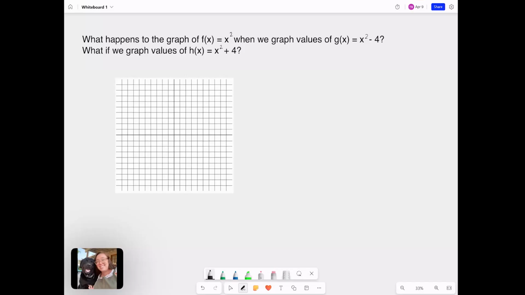Okay, so we are interested in discovering what happens to the graph of f of x equals x squared when we look at the graph of x squared minus 4 and then a little bit after x squared plus 4. To do that, we need to start with just what does f of x equals x squared look like? Hopefully you're at a place where you can just recognize this, but if not, that's okay.